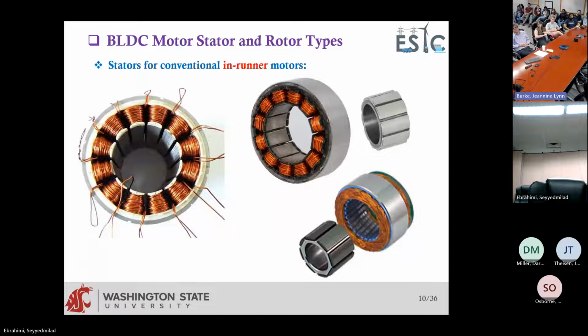The stator on the other side looks something like this. You can have a stator like this. This is the top view and side view. You see that you can have some windings wound on the slots of the stator. These are called concentrated windings, and you can connect them to different phases.